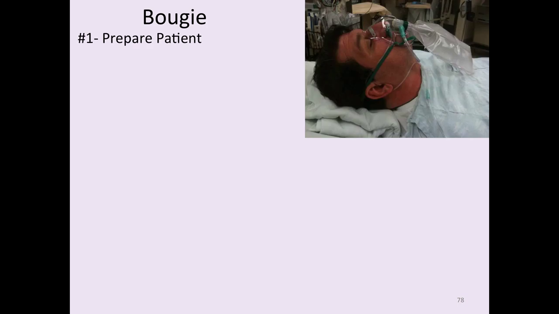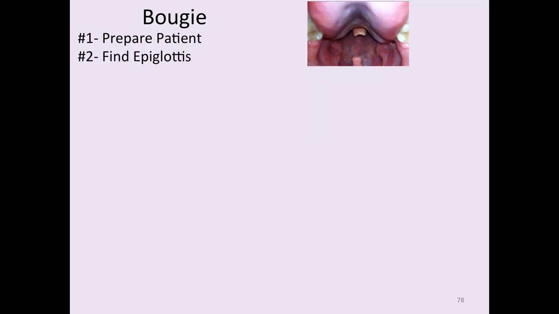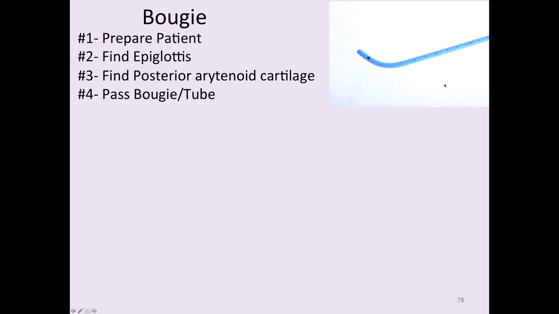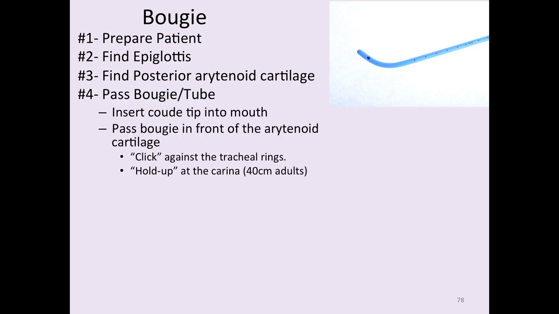Using a bougie is very similar. You've prepared the patient. You find the epiglottis with the laryngoscope. You don't have to get quite as good a view, just a little hint of the posterior arytenoid cartilages, and then ask for the bougie, keep your eye on it, insert the tip into the mouth, pass it. Oftentimes you can feel a click against the rings, although it's not particularly sensitive or specific, and then you can feel it hold up as you gently pass it through and it doesn't go all the way down through the patient's esophagus. Hopefully it's in the trachea and stops at the carina.